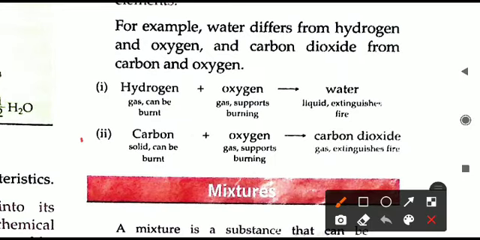If it is not, then take the second example. Carbon is a solid and it can be burned easily. Coal is carbon only, it can be burned easily. Oxygen is a gas, it supports burning, we all know. Then what about carbon dioxide? Carbon dioxide is a gas, but it extinguishes fire. It is actually produced from fire extinguisher cylinders.